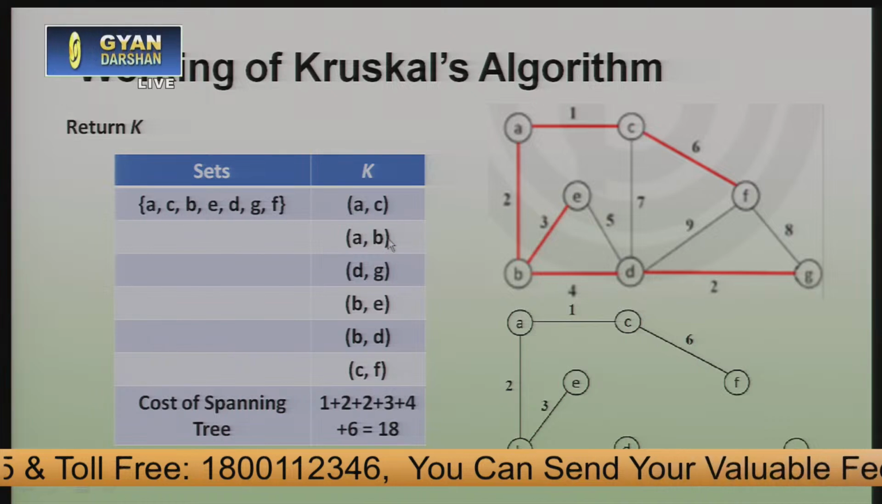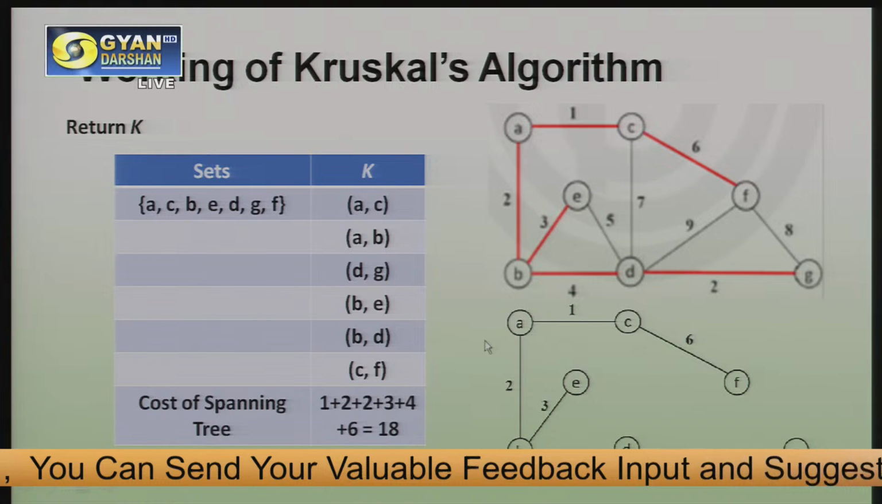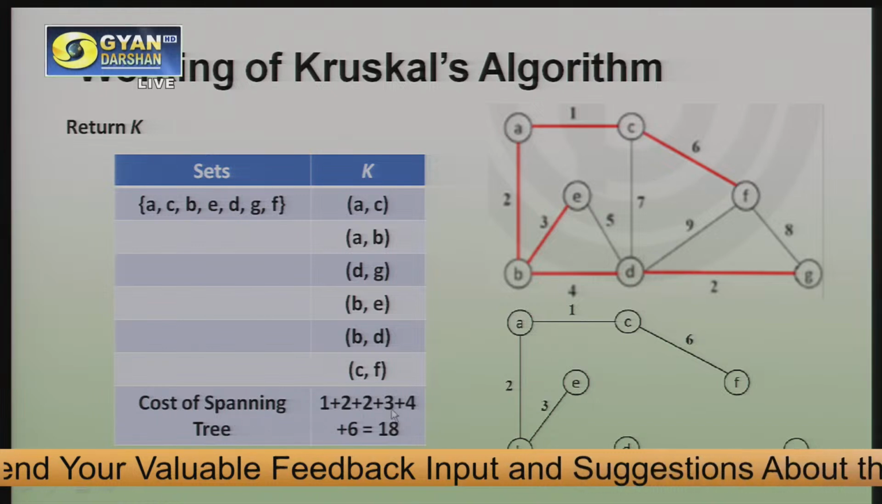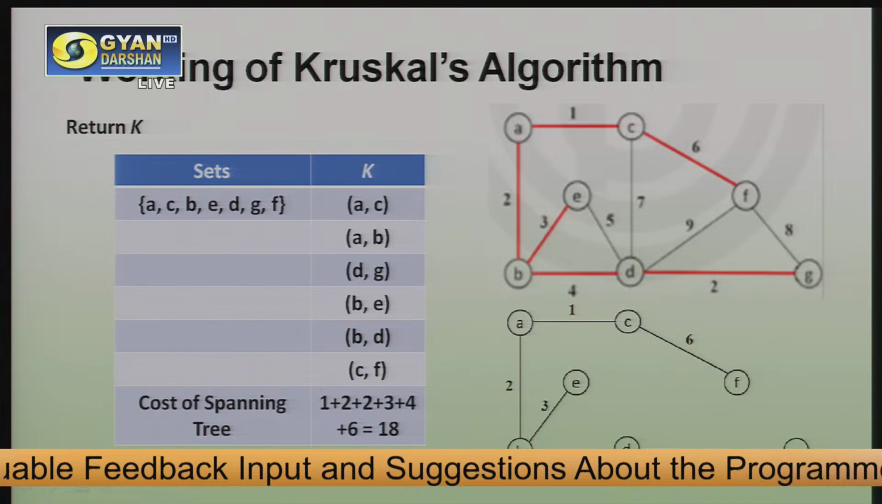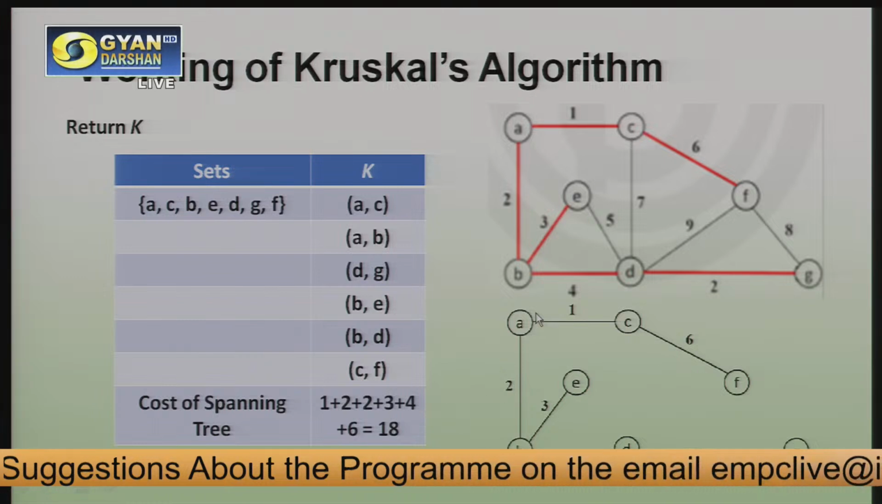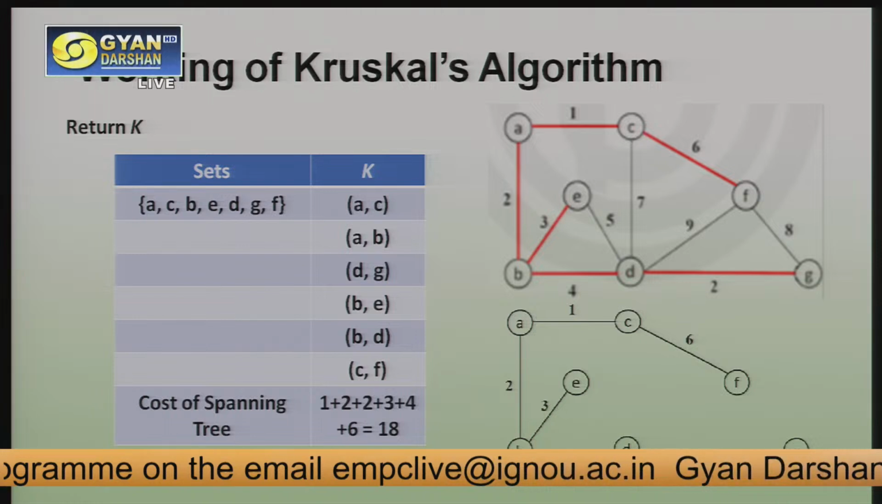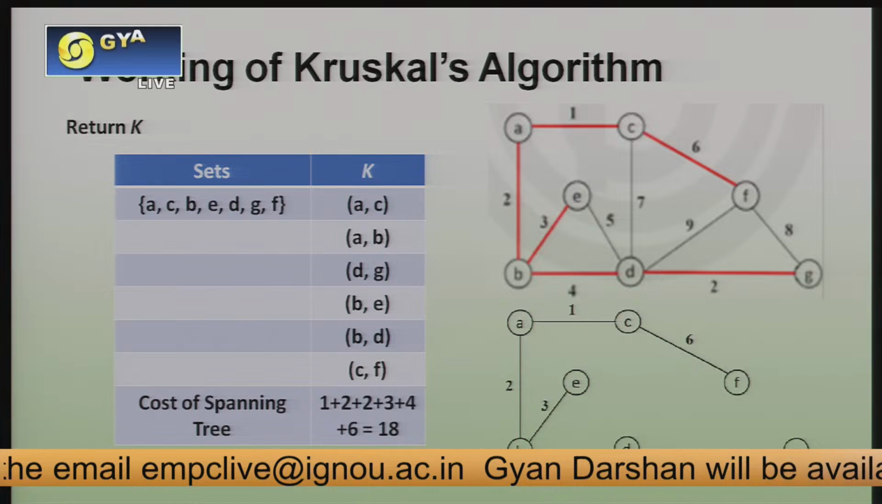This is going to be my minimum cost spanning tree, which is being shown in these 2 places. And the cost is, you just add the cost of all these edges, you will find this is 18. So we are able to perform this particular Kruskal's algorithm with the help of this particular graph.